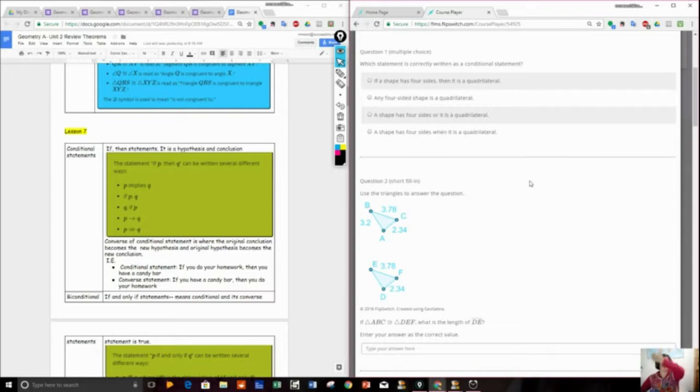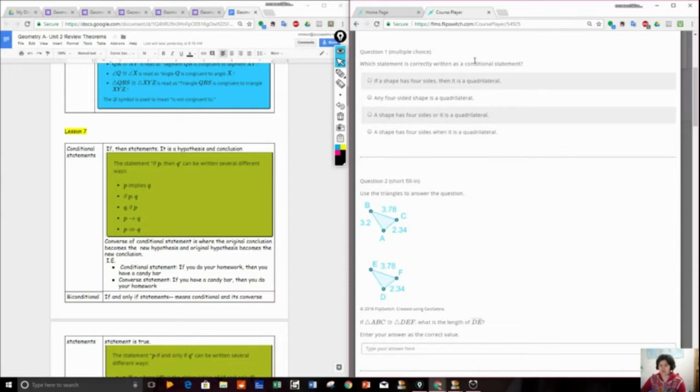If I couldn't remember what a conditional statement was, I would look back at lesson 7 and notice conditional statements. If-then statements. It is a hypothesis and a conclusion. Okay, so I'm looking for if-then statements. If a shape has 4 sides, then it is a quadrilateral. Any 4-sided shape is a quadrilateral. A shape has 4 sides or it is a quadrilateral. A shape has 4 sides when it is a quadrilateral.